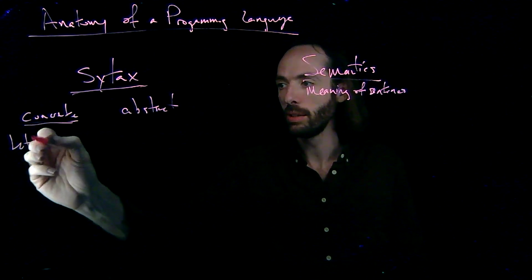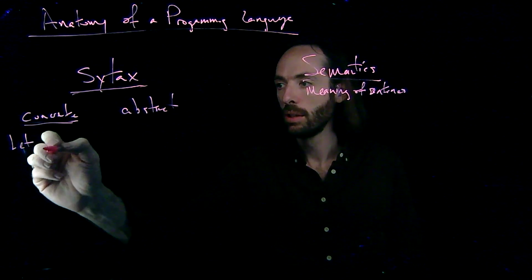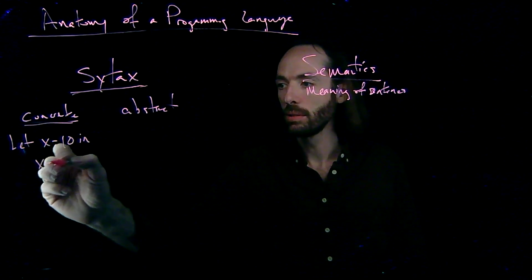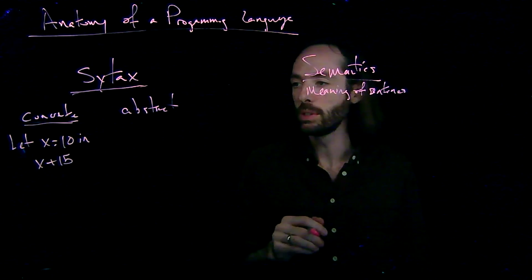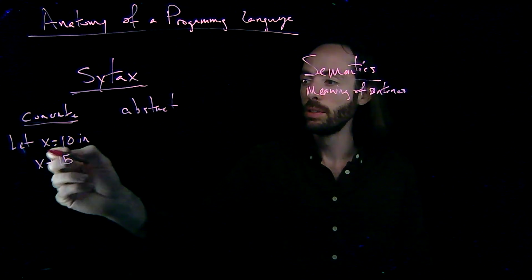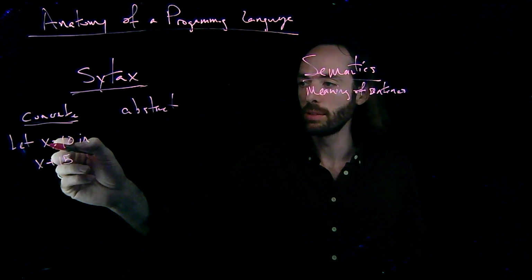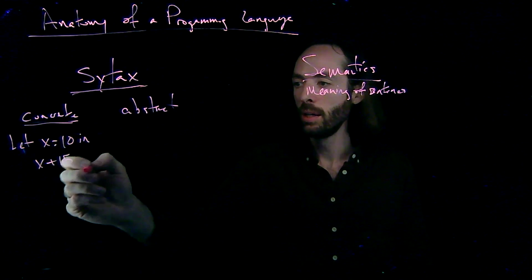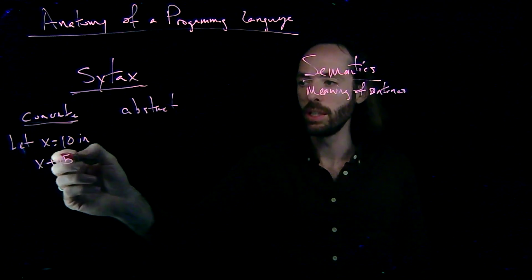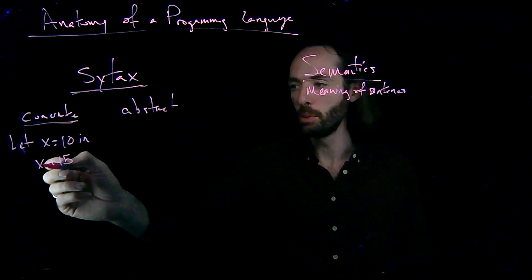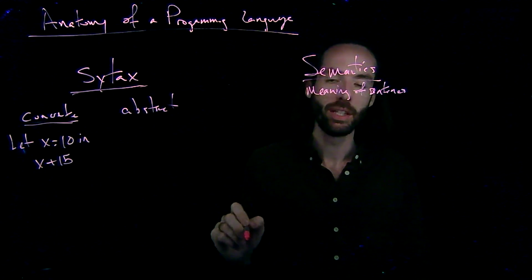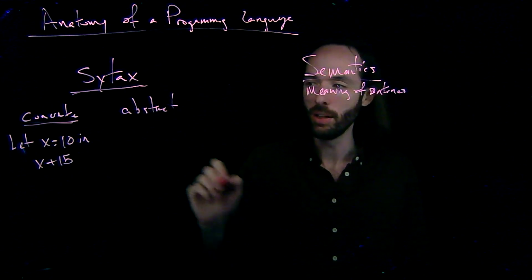So we'll be writing a language called Lettuce that will let us do things like this. So let x equal 10 in x plus 15. So we have a variable assignment that sets the string x to be referring to the number 10, and then in this expression here, x plus 15, we have to do a bit of lookup to find out what we assigned to x, and then we add that to 15. So this whole thing will return 25.